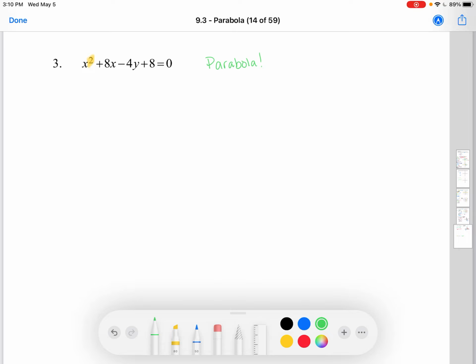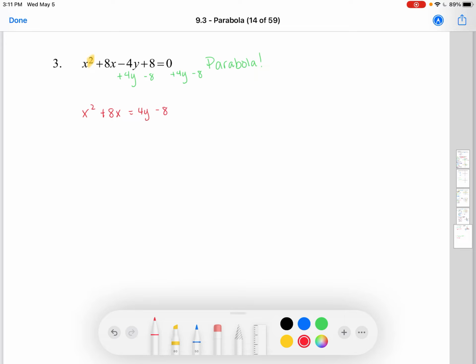Because I know I'm working with a parabola now, I want all my squared variables, anything to do with that variable, on one side. And then I want the singleton as well as the constant on the other. So what that means is I need to add a 4y, because that's the single variable, as well as subtract an 8 to both sides. So I got x squared plus 8x equals 4y minus 8.